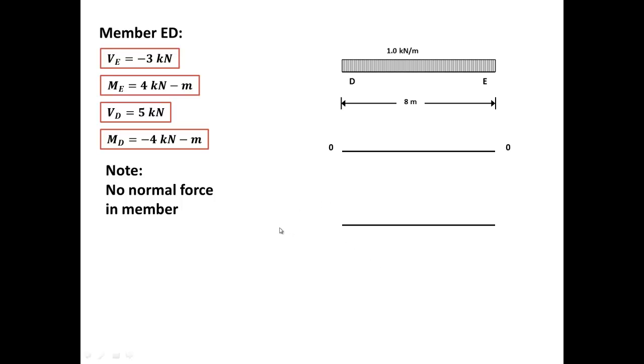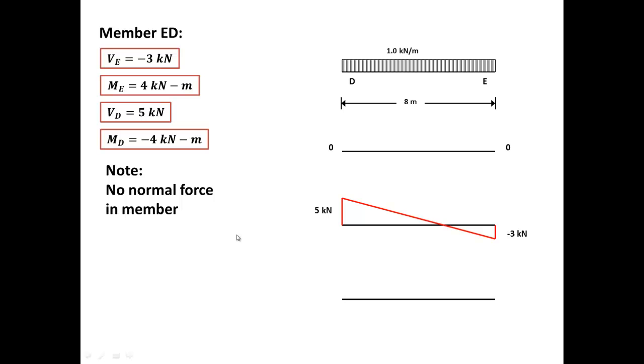So we start with the left. We have 5 kilonewtons going up. Why the 5? This is the value we got right here, VD. Then we're gonna go straight down until we reach a point. And why straight? Because we have a distributed load that pushes us downwards 1 kilonewton for each meter we move to the right. So what is the value at the end right here? It's -3. That's the value of the shear at point E. And that's what we got.